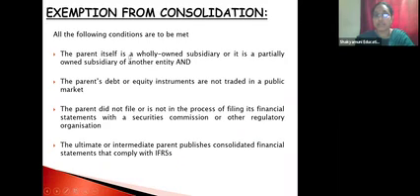The parent itself is a wholly owned subsidiary, or it could be partially owned. That means it can be an 80% or 70% or 60% partially owned subsidiary of another entity. Here, all the following conditions should be satisfied to avail this exemption, right? The parent's debt or equity instruments are not listed in a public market. That means if the shares are traded, then it has to prepare consolidation even if it is a wholly owned subsidiary of another company. If the shares are listed, that means listed companies.